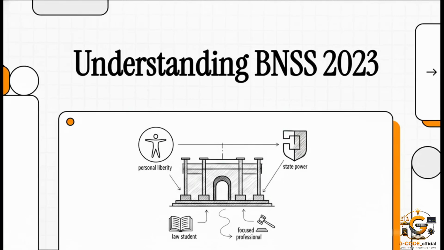Welcome to this explainer. If you're an LLB student staring down a massive 14-mark university exam on the Bharatiya Nagarik Suraksha Sanhita, the BNSS, you know that rote memorization is going to fail you. You absolutely need a solid mental map of this law. So today, we're building that blueprint. We're going to look at the structural foundation of how personal liberty and state power actually intersect, creating a memory chain that you can walk right into your exam hall with.